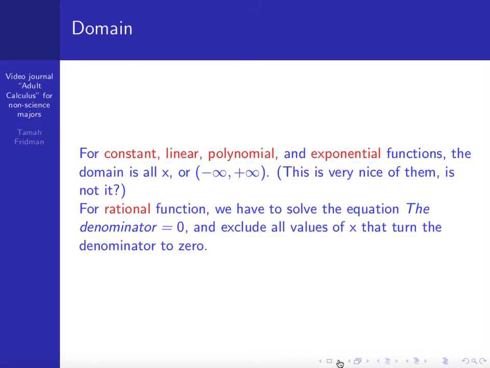Okay, so for rational function, remember what rational function is? It's one polynomial divided by another polynomial. So to determine the domain of a rational function, we have to solve the equation denominator equals 0, and those will be our bad x, and then we have to kick out these values of x.